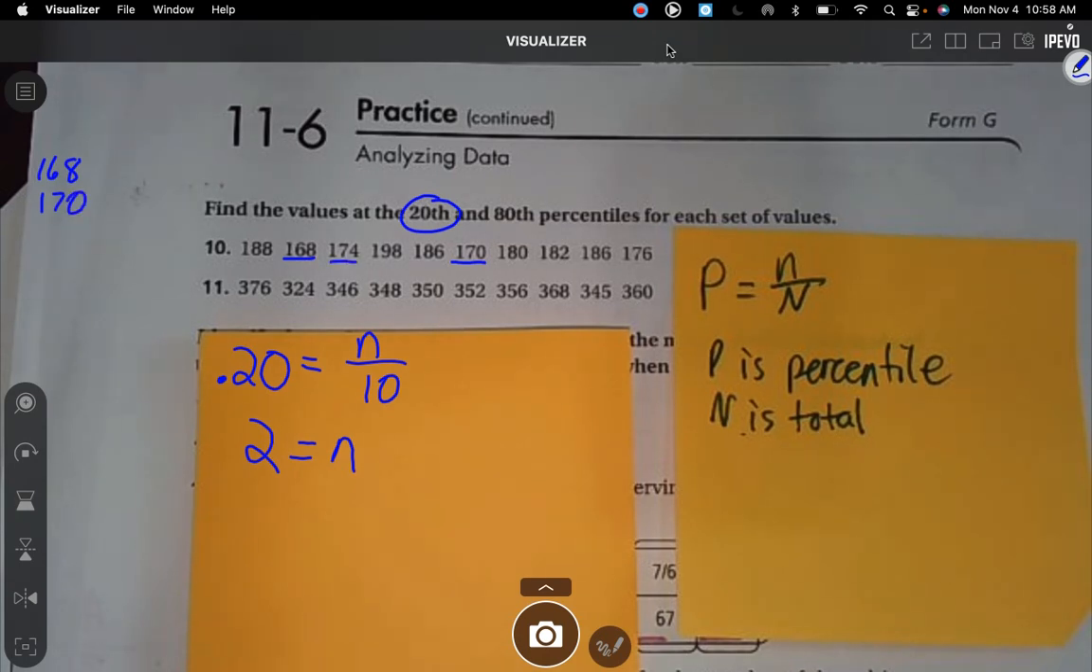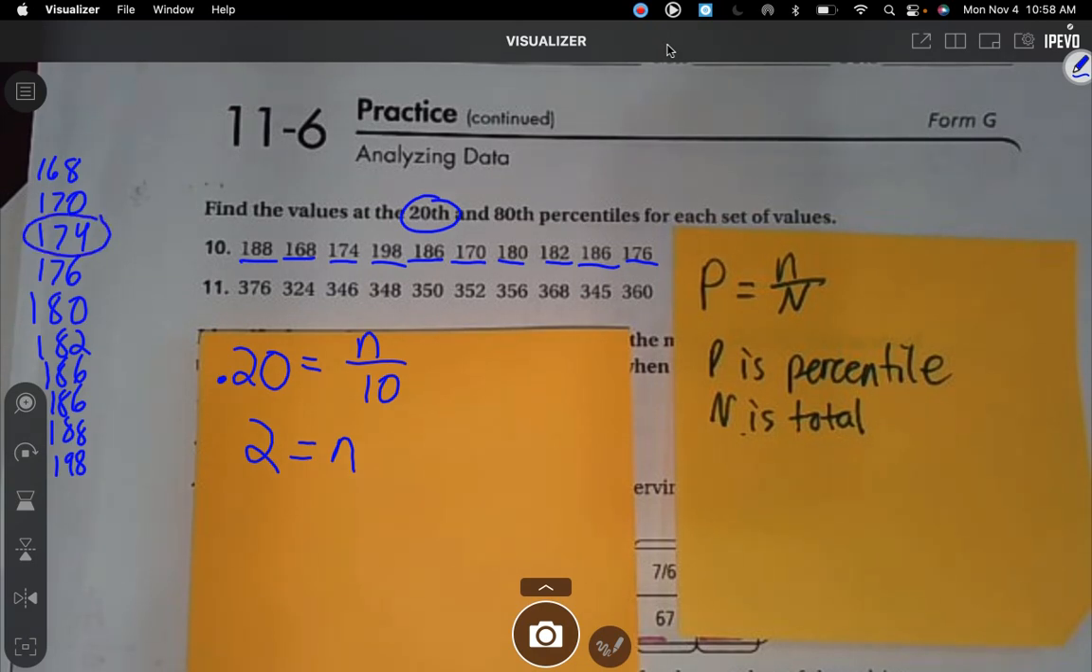I think it's 174, 176, 180, 182. This is the worst part, taking time to do. There's 2 186s, a 188, and a 198. So my 20th percentile, I believe it's going to be the 174.